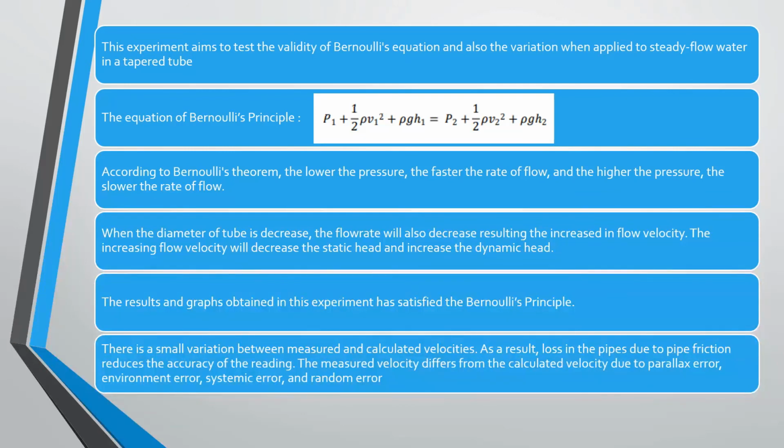Also in this experiment, we may find that there is a small variation between measured and calculated velocities. As a result, loss in pipes due to pipe friction reduces the accuracy of the reading. The measured velocity differs from the calculated velocity due to parallax error, environment error, systematic error, or random error. I think that is all for the discussion of this experiment.